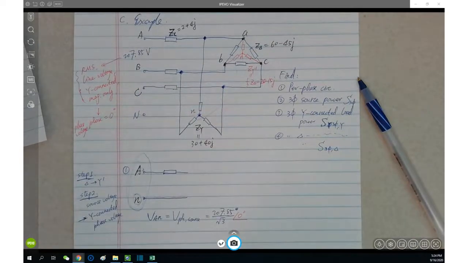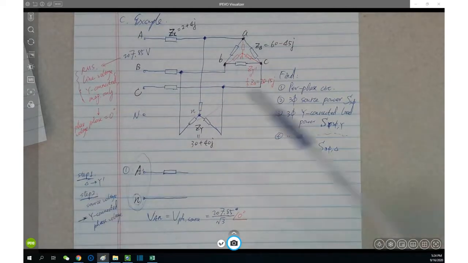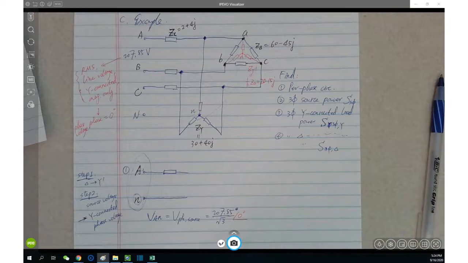So when evaluating these types of problems, we should always convert delta straight to a Y connection? Correct. That's why we have this as the first step. Does that make sense? All right.